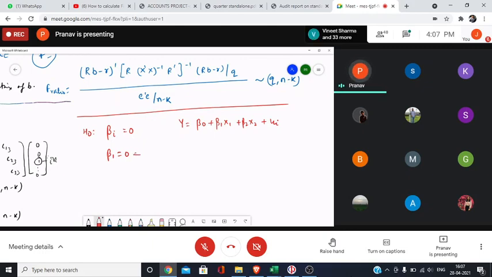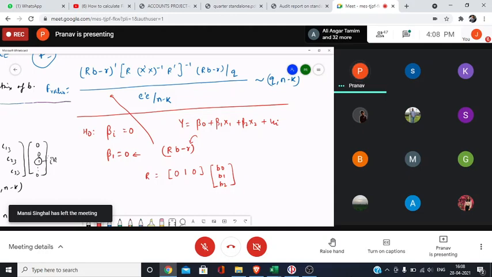ठीक है। अब मुझे इसको किस में फिट करना है? मुझे इसको इसमें देखना है, Rb minus r में मैं कैसे फिट करूंगा। सो व्हाट इज दिस एक्चुअली में? दिस विल बिकम Rb minus r। Rb minus r मुझे क्या देगा? r इज ऑलरेडी 0। अब मुझे r कैसा लगेगा? r will look like 0 1 0, b will look like b0 b1 b2, right, minus of 0. So this is my Rb minus r statistic.